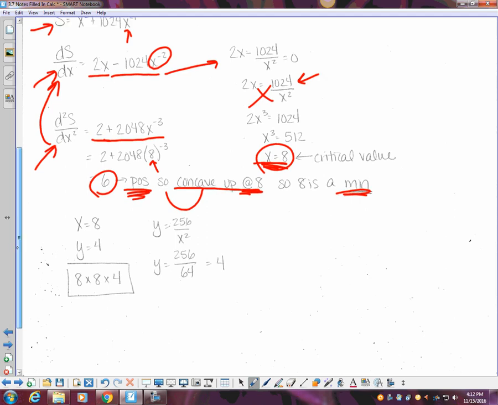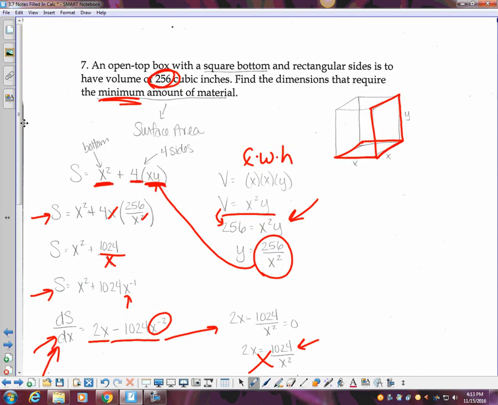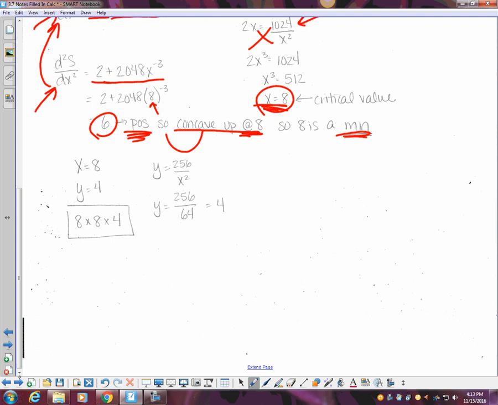Okay, let's go back and read the question. Find the dimensions. Well, I have x, I need y. Well, remember, I have this formula that helps find me y. So I take this formula, I plug my 8 into my x squared, and I get my y value. So 8 and 4, so the dimensions of the box, remember it's length times width times height, so 8 by 8 by 4.